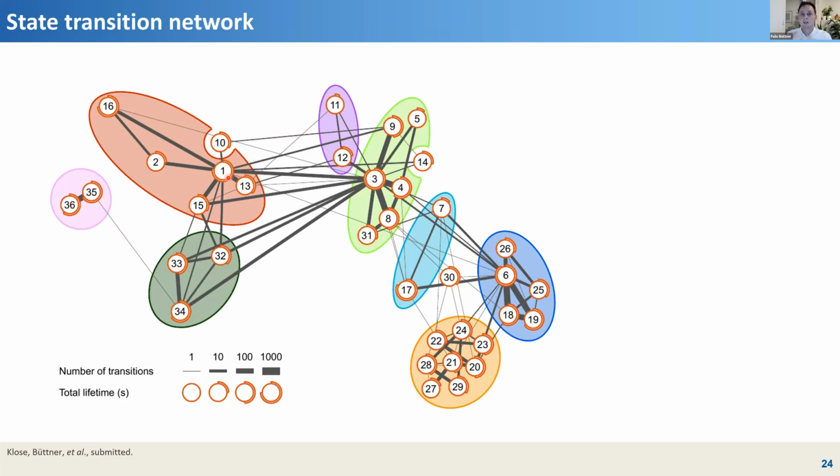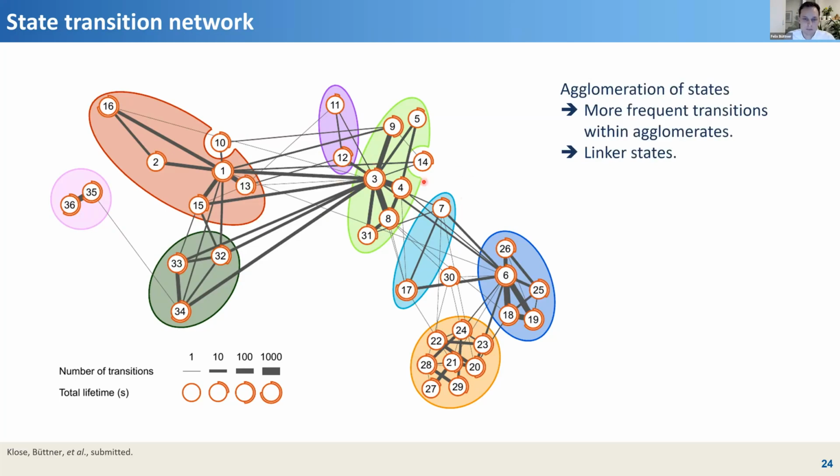What we see here is that there is a certain agglomeration of states. There are certain clouds, as indicated here by the ellipses, and these clouds are characterized by transitions that happen much more predominantly within these agglomerates than between the agglomerates. This is particularly evident for the ones highlighted here with the arrows, so there are a lot more transitions happening for states within this cloud than between the clouds.